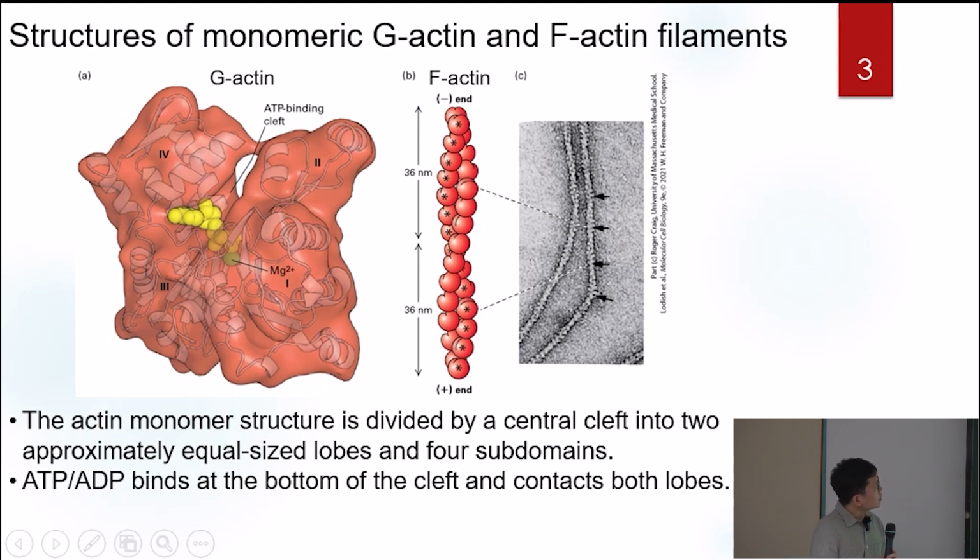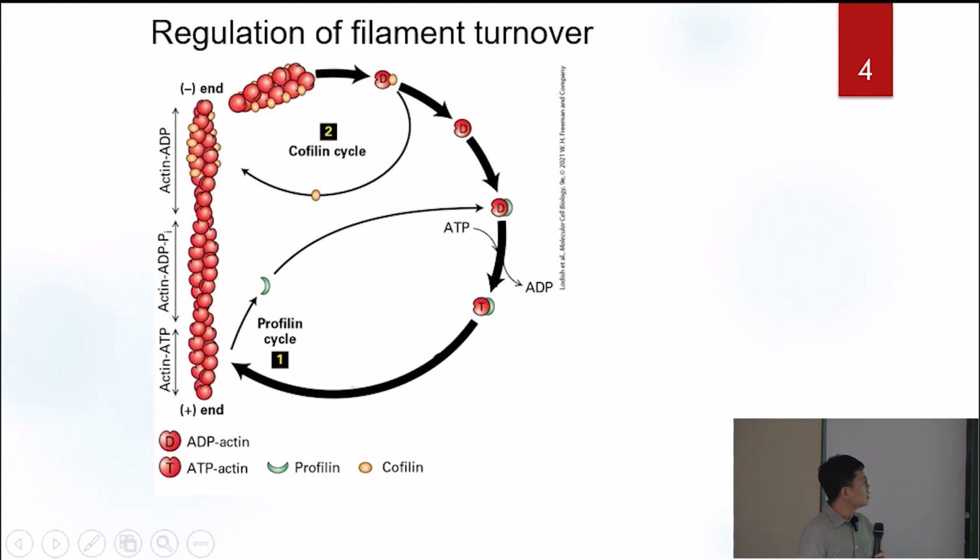You can see here the ATP binding cleft faces the minus end, and the other side faces the plus end. Actin is dynamic. It's not like it forms the F-actin and then stays there. It can associate and dissociate at the same time. When actin binds ATP, the ATP-bound actin will bind the plus end of the actin filament, and the ADP-bound actin will dissociate from the filament.